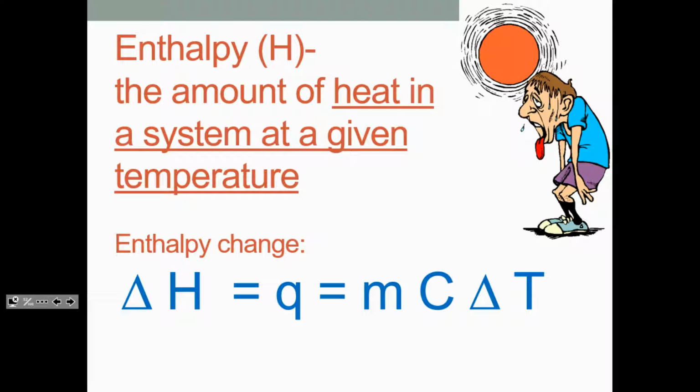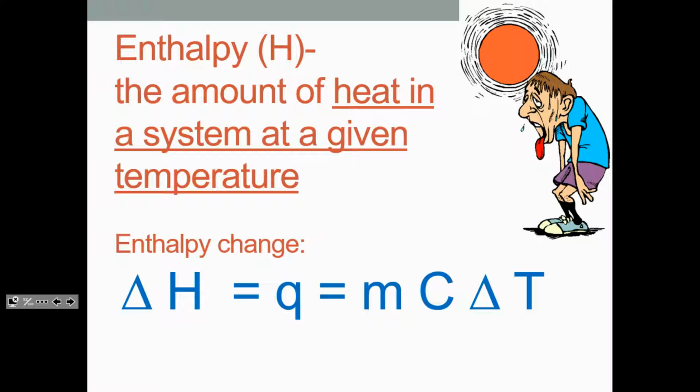Howdy students, in this video we're going to talk about the enthalpy change for a system. Specifically, we're going to talk about phase changes, so going from solid to liquid, liquid to gas, maybe even jumping from solid to liquid to gas, or gas to liquid to solid.